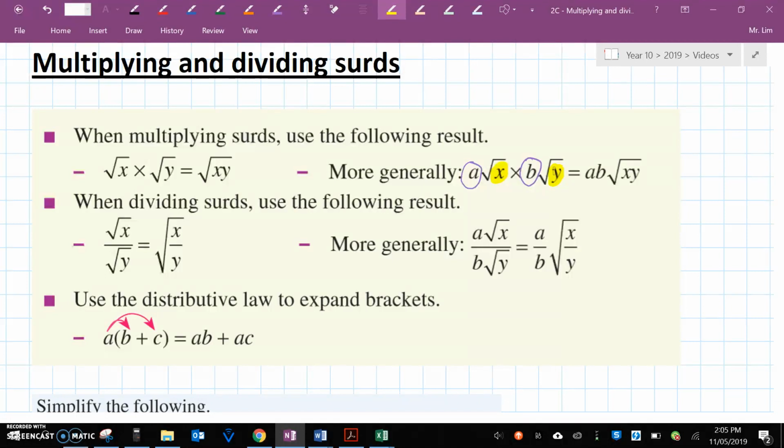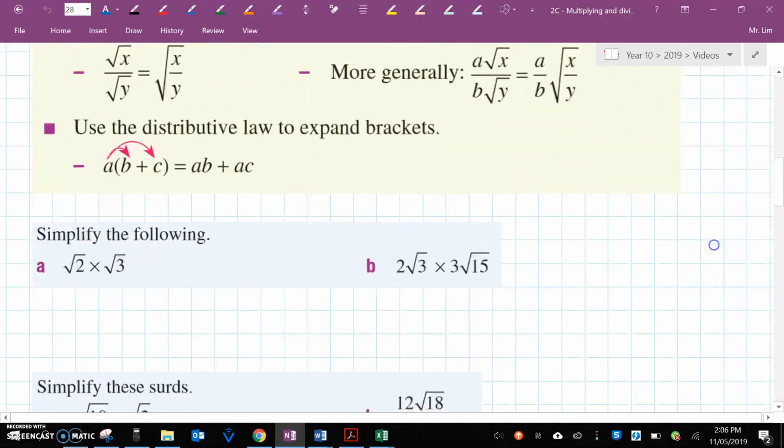When dividing surds, use the following results. Root x over root y is equal to root x over y. Okay, because they are both under a square root sign, we can divide them and then square root it. So more generally, same thing. Use the distributive law to expand brackets. That's exactly the same thing as we did in the third recap question.